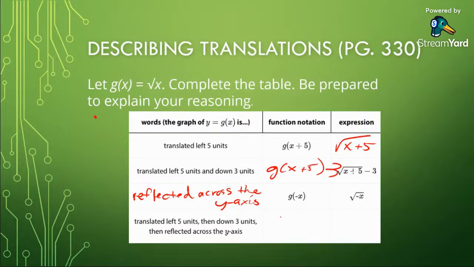So then we put it all together with the fourth row. What's happening with function notation? It will be g of negative x plus 5 with minus 3 outside. For the expression, it will be the square root of negative x plus 5 with minus 3 outside of that.